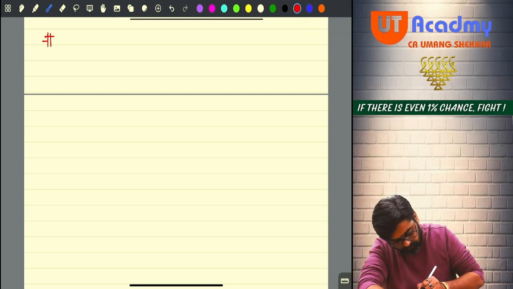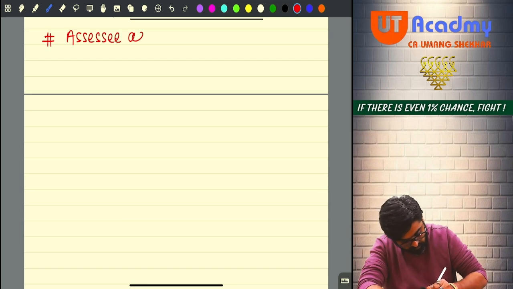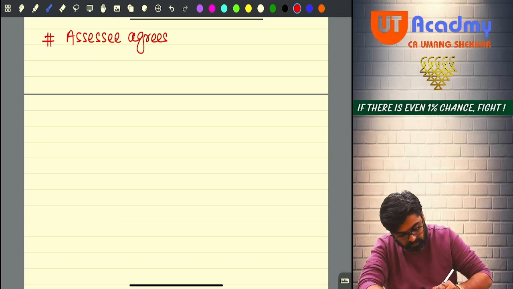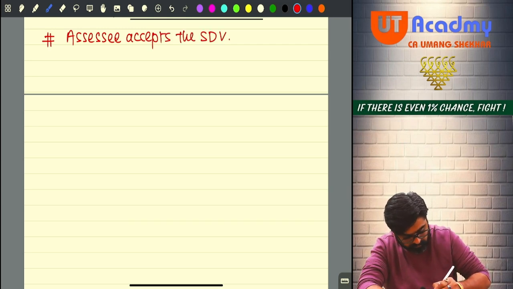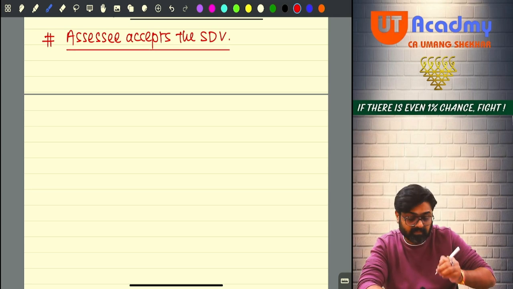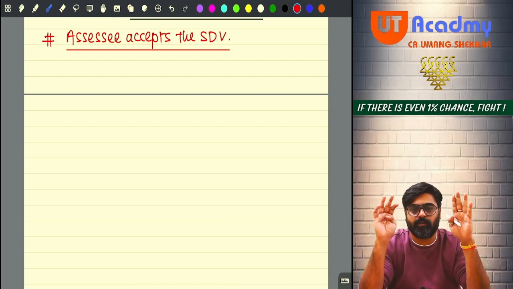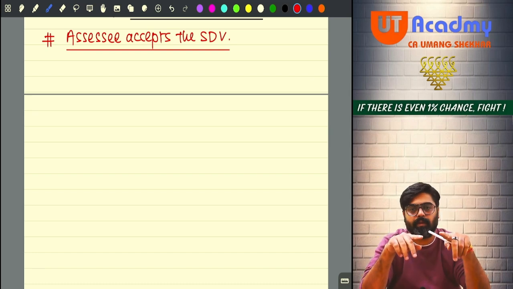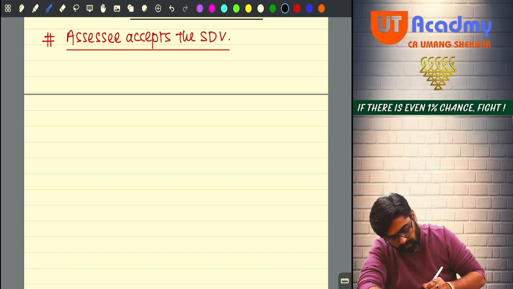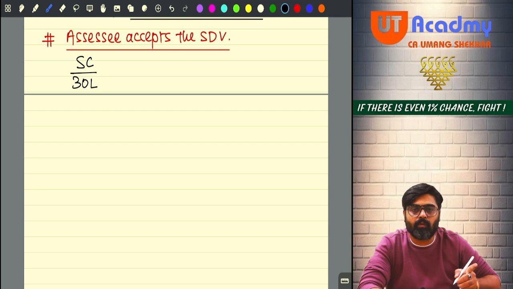First story. Assessee agrees or accepts. Assessee accepts the stamp duty value. Meaning that the stamp duty value which is considered for the purpose of section 50C. First of all, tell me, what was your sale consideration? Your sale consideration, for example, was 30 lakhs only. Okay. So now we want to compare this. We are not going to charge tax directly on this 30 lakhs.